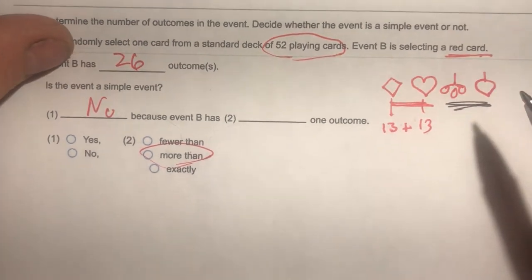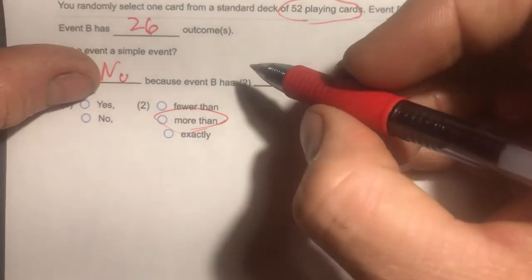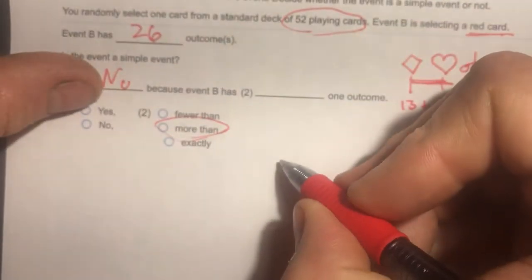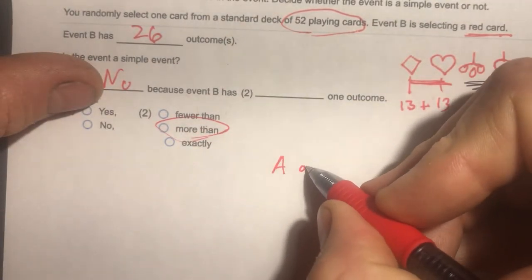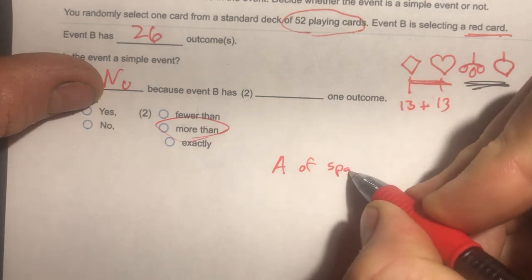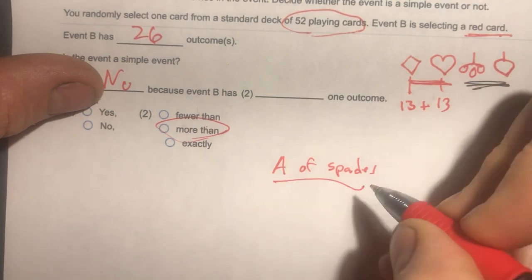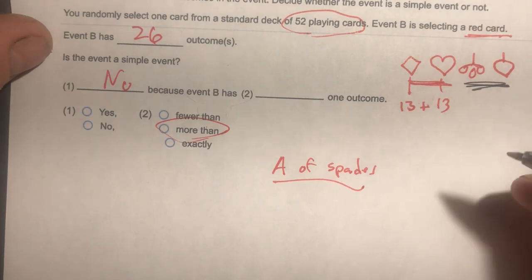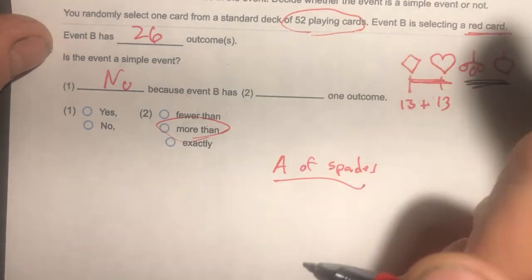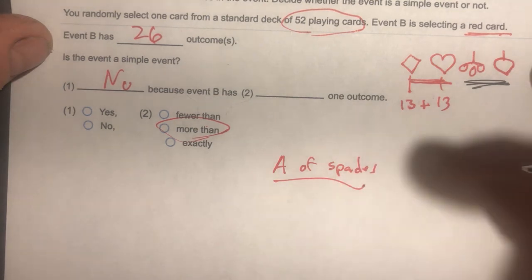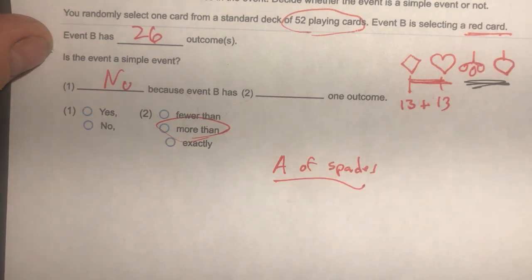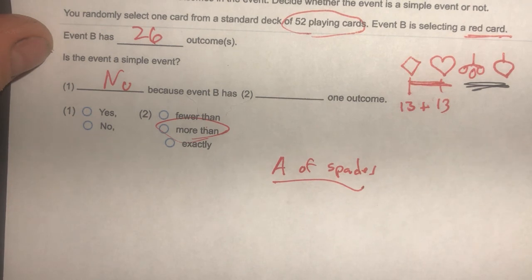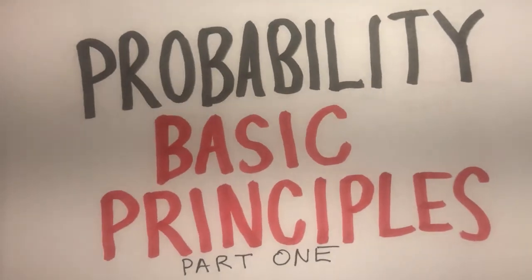Now, if you look at this, what if I randomly select and I want the ace of spades? Okay. How many outcomes is that for that? Well, there's only one of those. Now, is that a simple event? Yes, that's a simple event because it has exactly one outcome. Okay. So that's all we're looking at today.